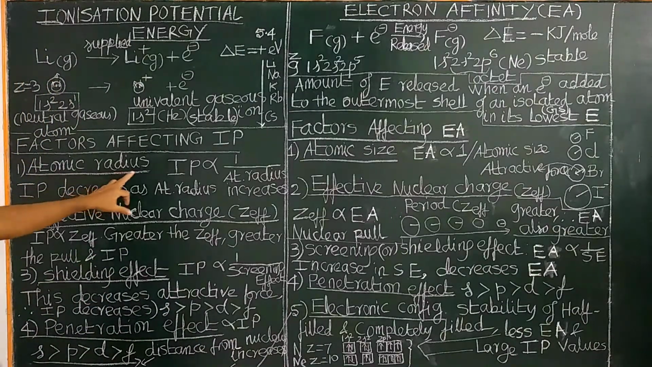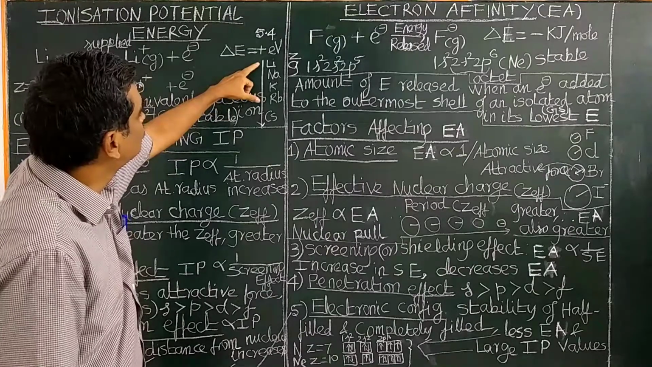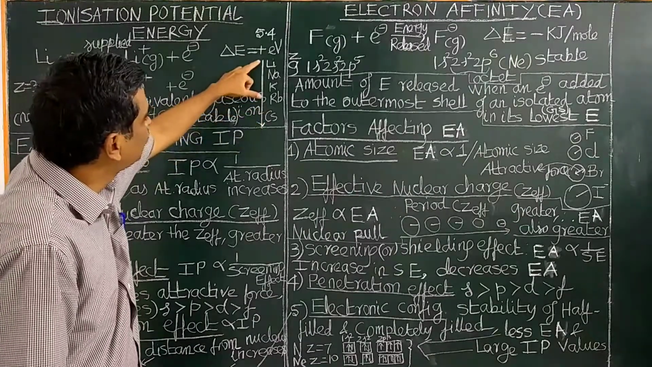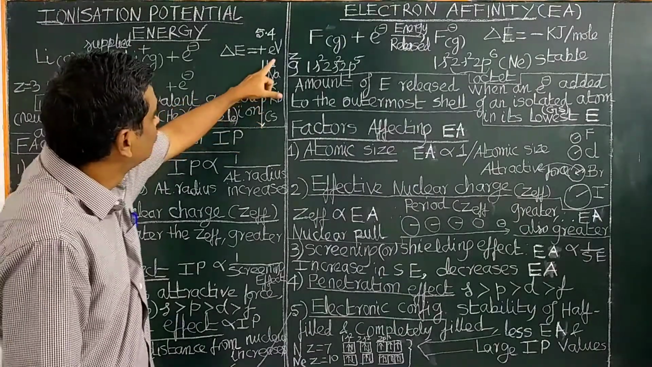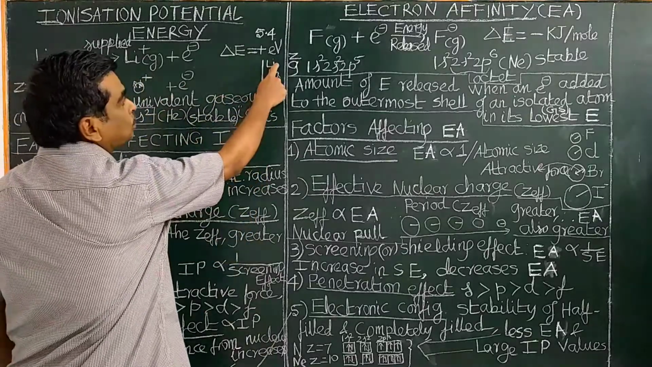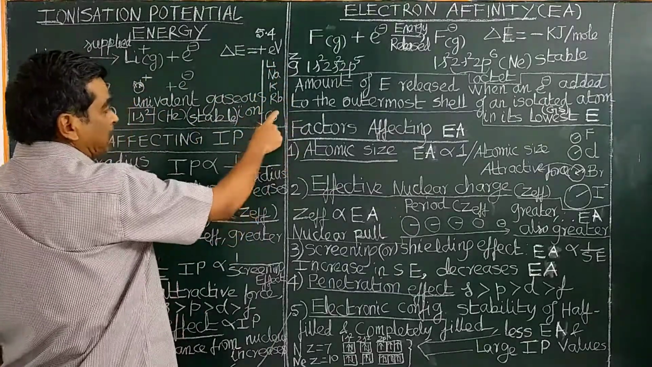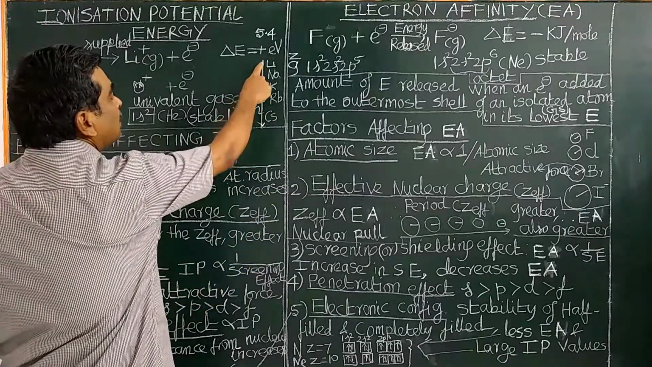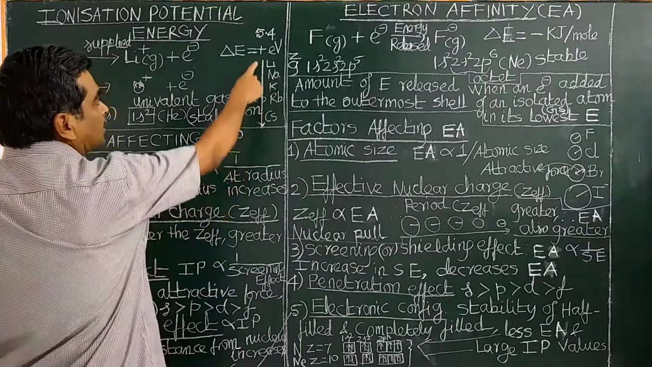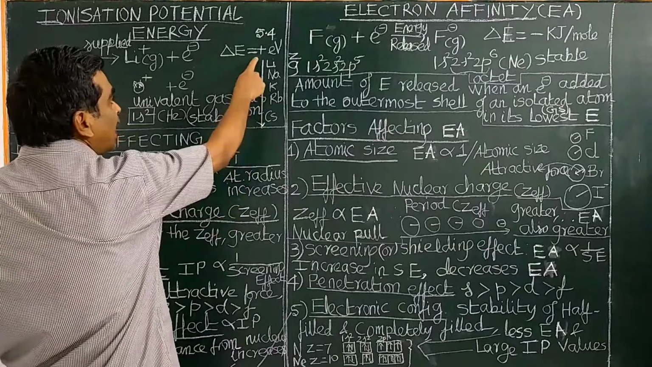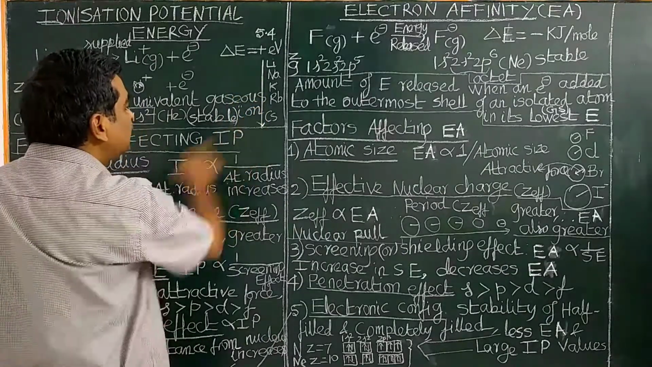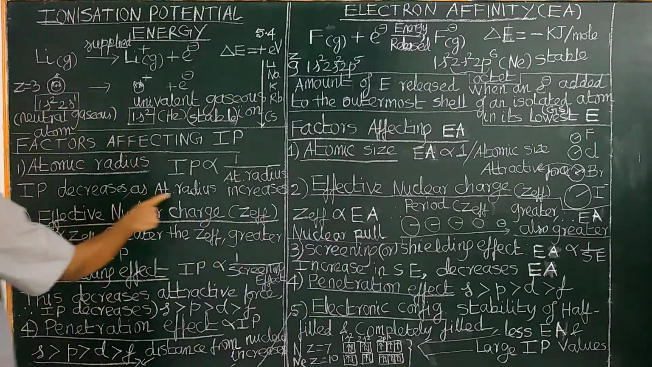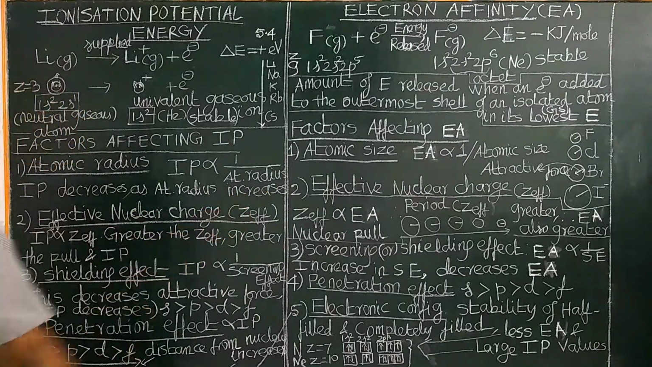If you see atomic size, on moving from top to bottom, on moving down in the group, the size increases. For example, lithium is small and this one is very, very big. Atomic size increases, therefore ionization potential decreases. Ionization potential decreases as atomic radius increases.